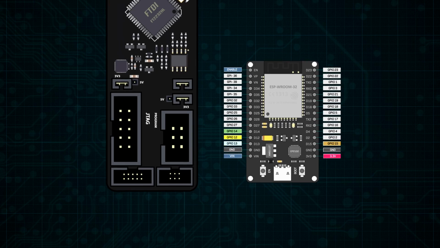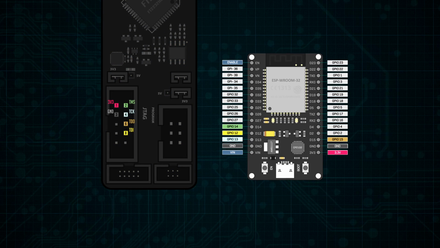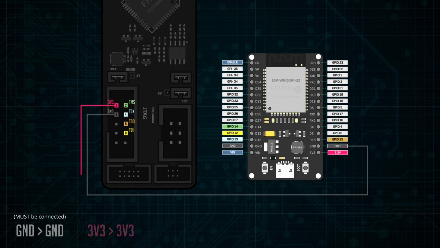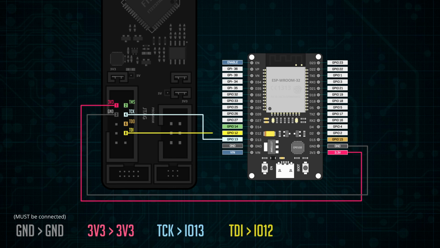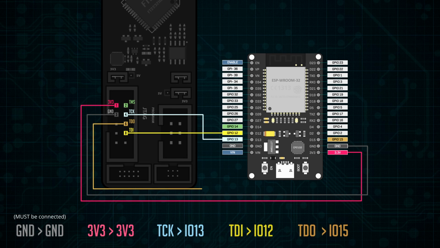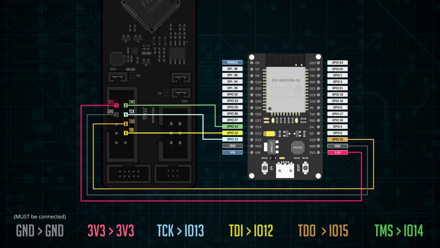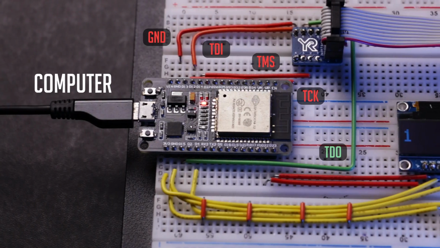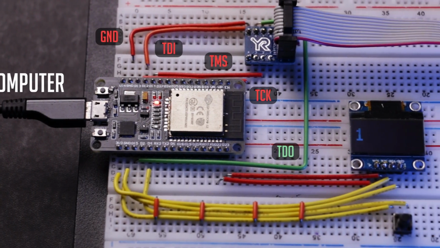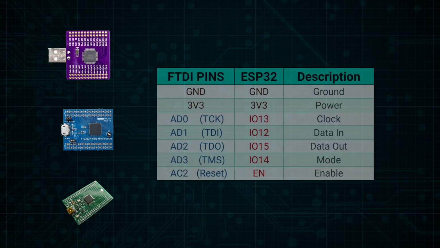For the ESP-PROG, we should connect it like this. Connect ground to ground, 3v3 to 3v3, TCK to IO13, TDI to IO12, TDO to IO15, and TMS to IO14. In case you have a generic FTDI breakout board like these ones, the connection should be like this.